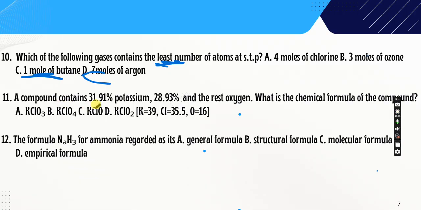So we have a compound that contains 31.91 percentage of potassium, 28.93 of chlorine, and the rest are oxygen. What is the chemical formula of the particular compound? The first thing we need to know is the percentage of oxygen. Since we have just three elements in the particular compound, the percentage of oxygen.